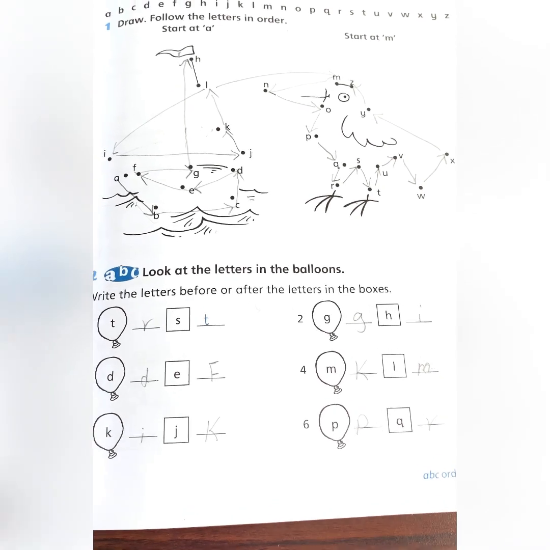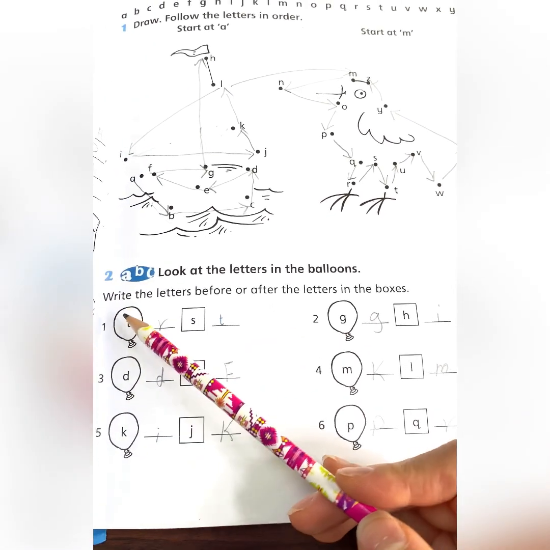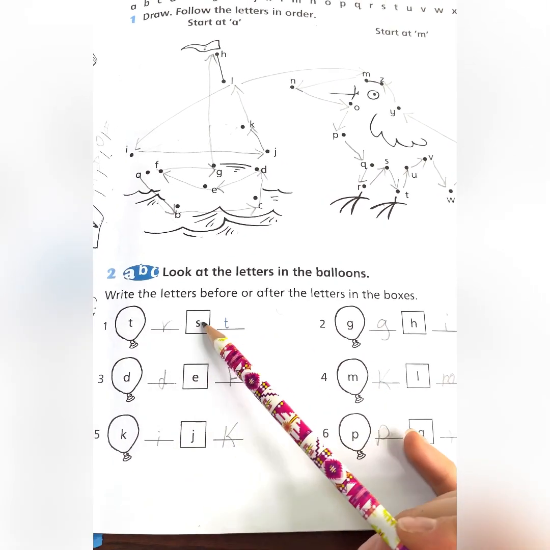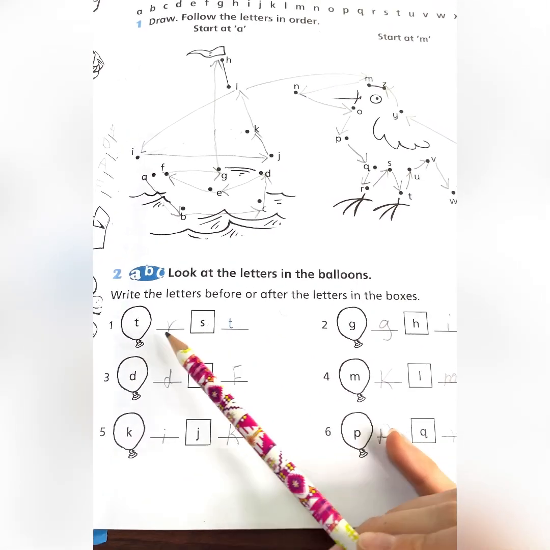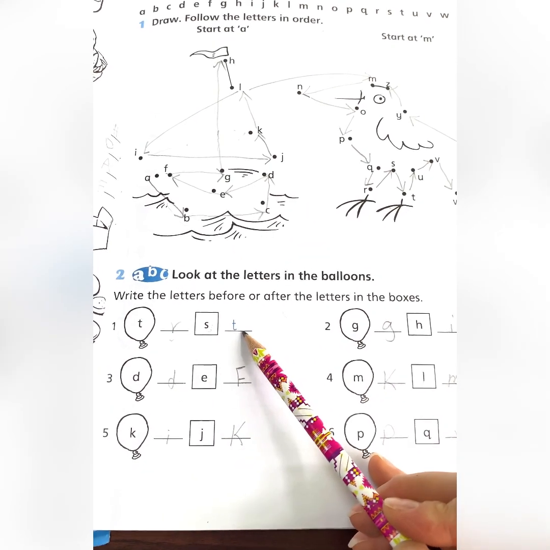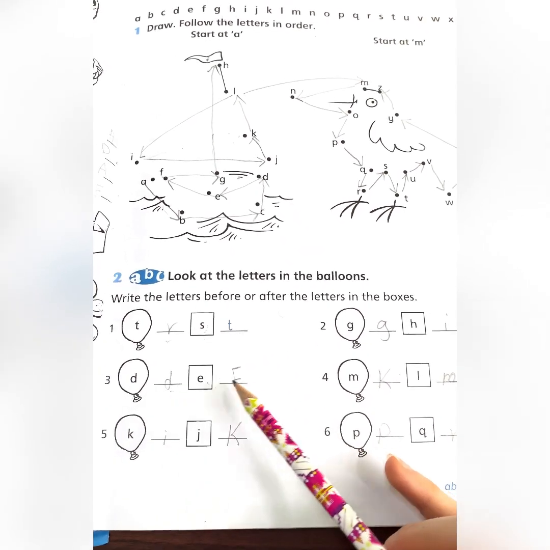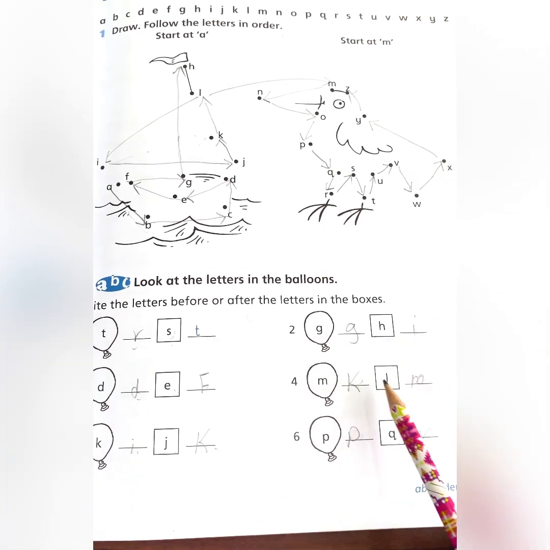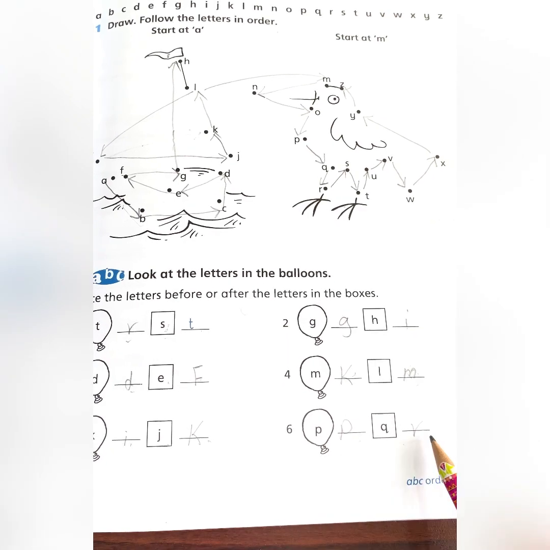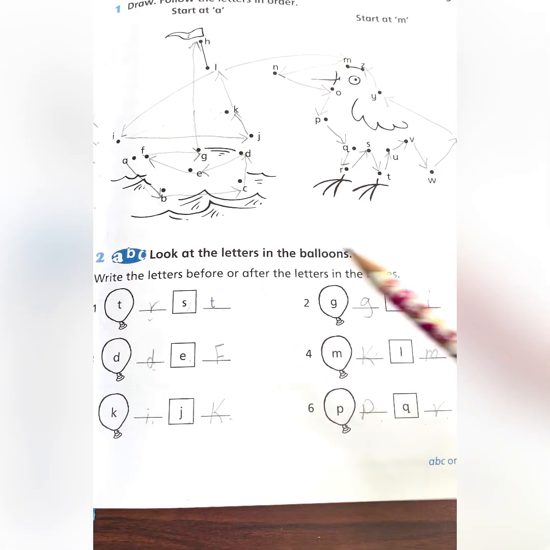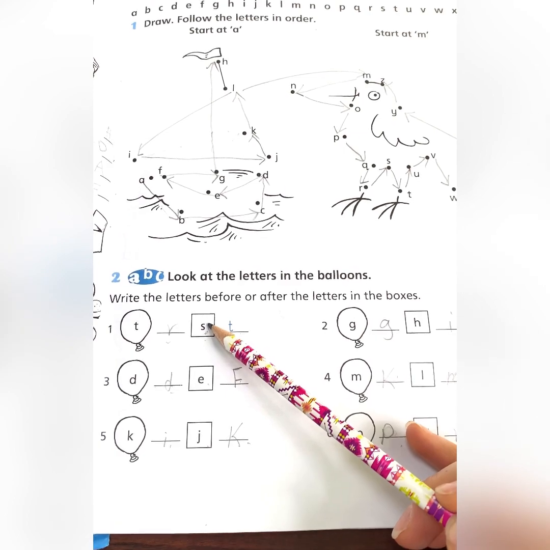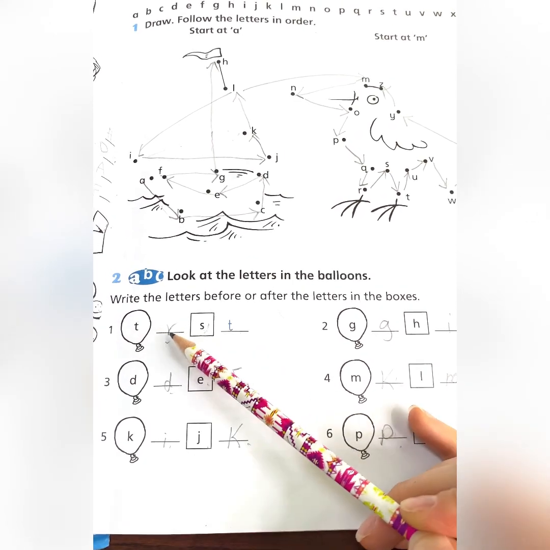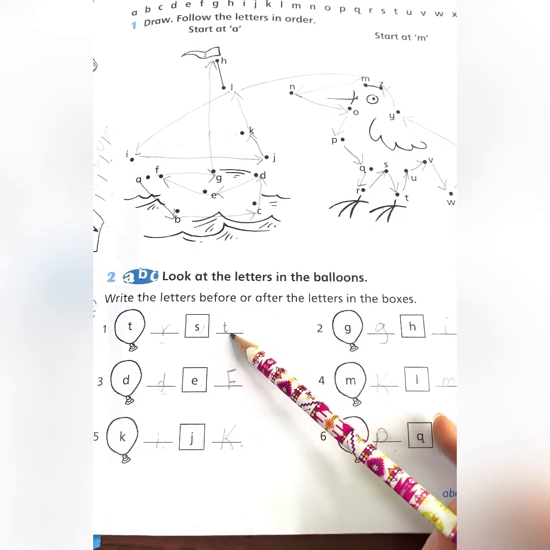Also here it says, look at the letters in the balloons. We have letters in each balloon, and we have to write the letters before and after the letters in the boxes here. So before S, we have R, and after S, we have T. Here we have D, E, F, I, J, K, G, H, I, K, L, M, P, Q, and R. So we have to write the letters before the S, for example, and after the S.